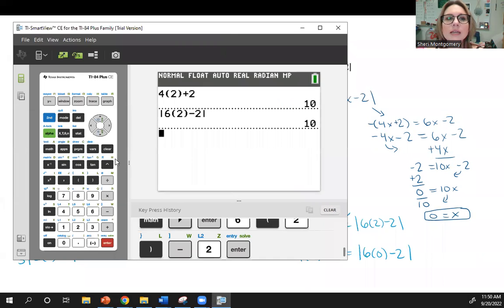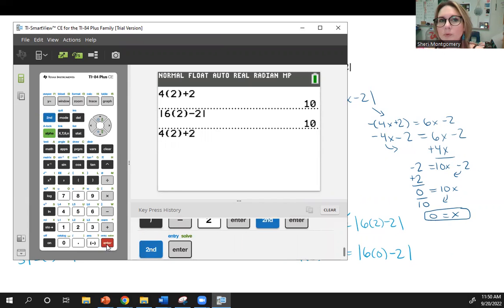For the second one, you already typed everything in, so you don't have to type everything in again. What you can do is you can either arrow up to the first one and then arrow up to this one, or you can press second, enter. And if you do it again, second, enter again, it pulls up the first thing you typed in.